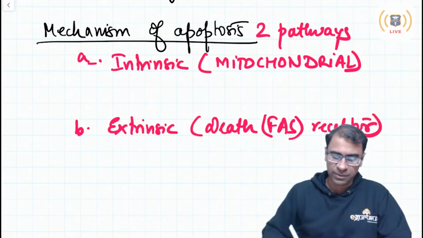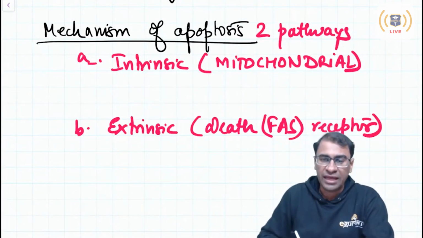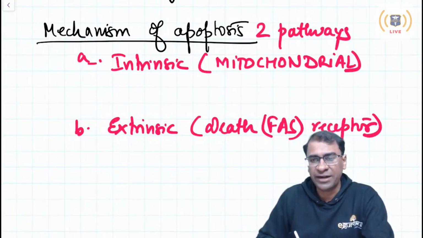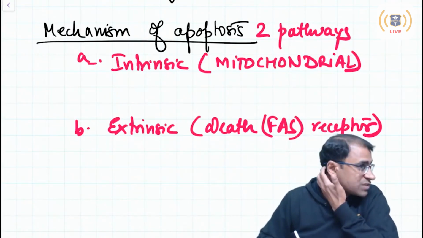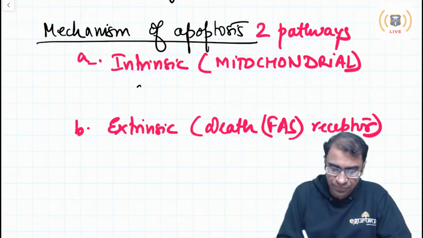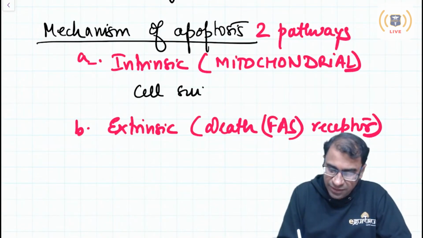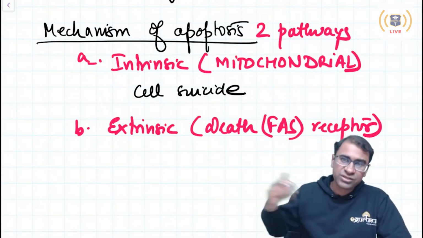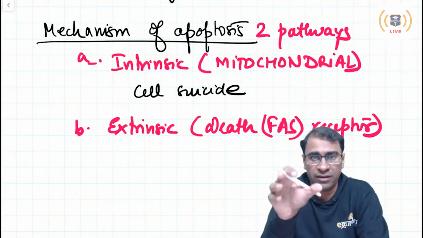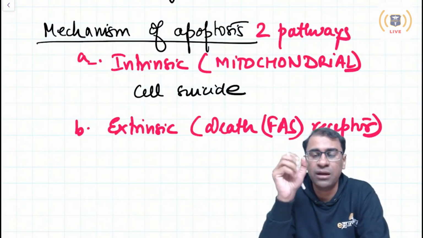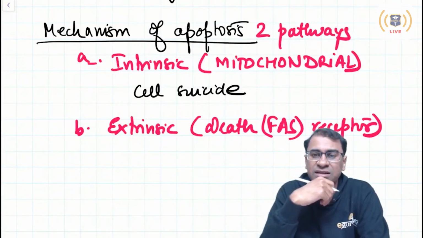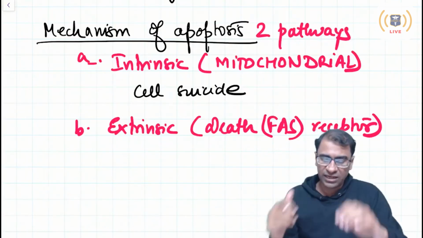Now understand one thing. The intrinsic pathway, also called the mitochondrial pathway, is a type of cell suicide. It's a programmed cell suicide. But the extrinsic is a programmed murder. It's a programmed cell murder. How does the process occur? We'll see that in a diagram.